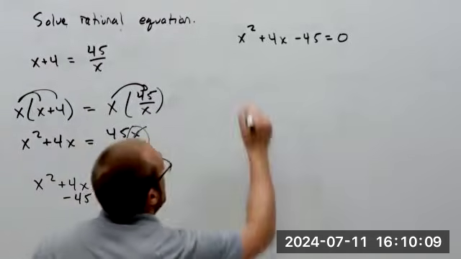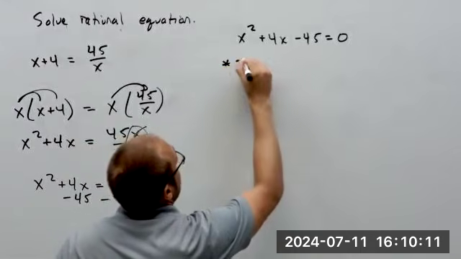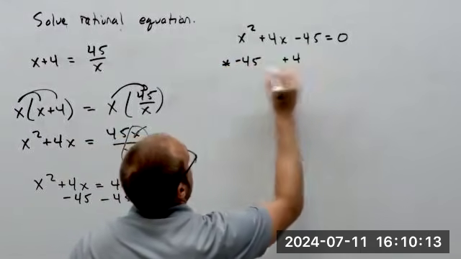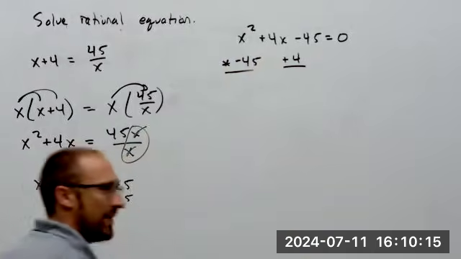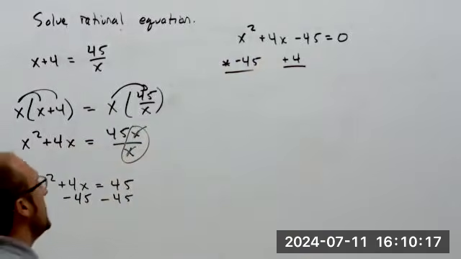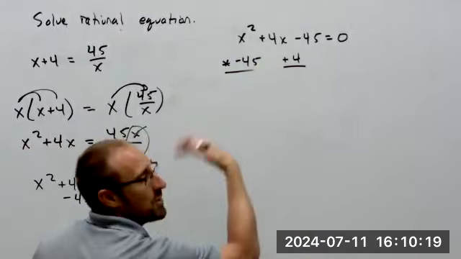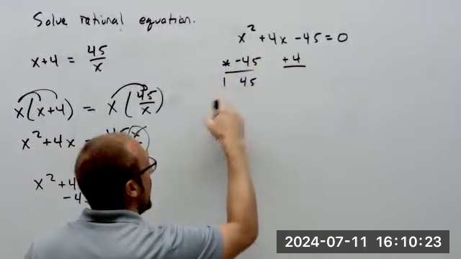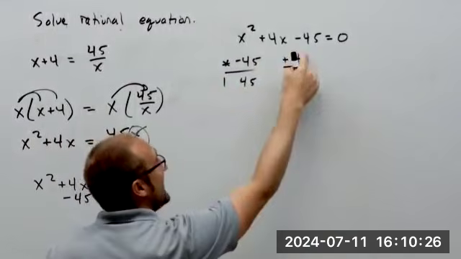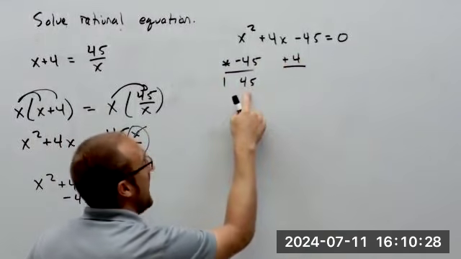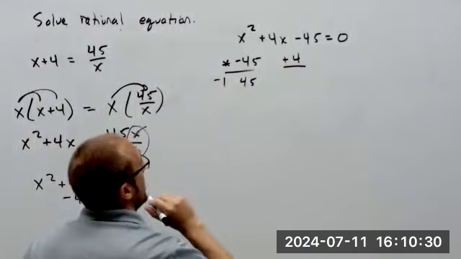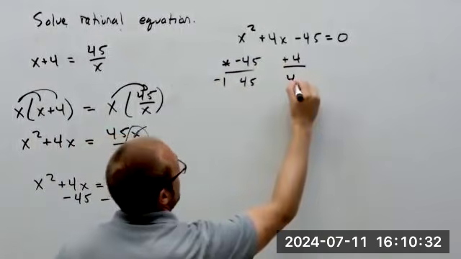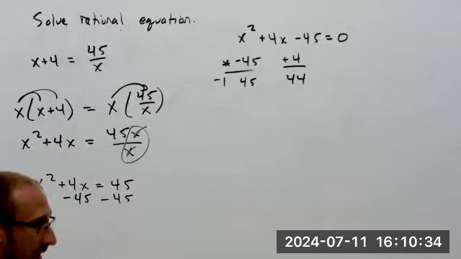Luckily, this one factors. We need two numbers that multiply to negative 45 and add to 4. Hopefully at this point, you're pretty good at factoring, but I'm going to write everything out. You got 1 and 45. Well, one of these has to be negative, and since we're adding to a positive, the bigger one has to be positive. The 1 has to be negative. Well, it doesn't matter because that's just 44. It's not 4. It doesn't work anyway.